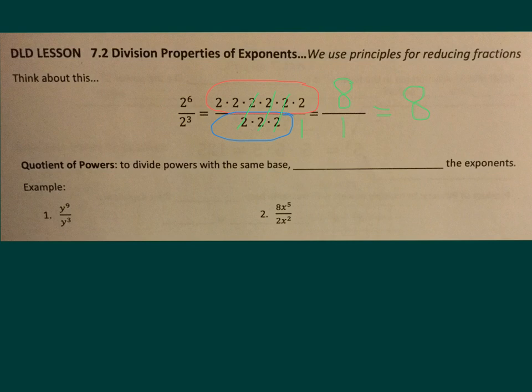So we have a rule or a property, it's called the quotient of powers. To divide powers with the same base, the rule is that we subtract the exponents. So I'm going to go back up to this 2 to the 6th divided by 2 to the 3rd and think of it using this rule. 2 to the 6th, they have the same base, 2's. 6 minus 3 is the same thing as 2 to the 3rd, which equals 8.